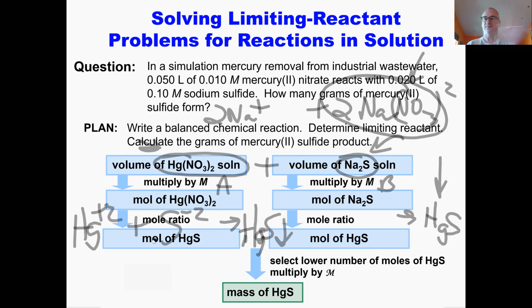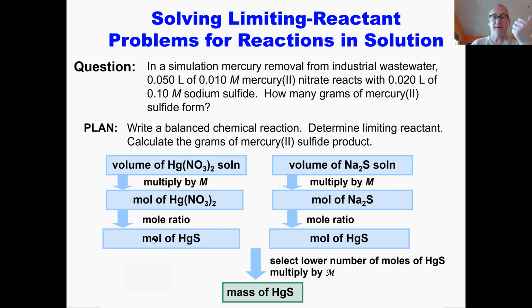HgS. That's it. So basically all you would have to do in this situation is figure out how many moles of mercury do I have here? In other words, how many moles of mercury nitrate do I have? Figure that out. That will tell you the number of moles of product, because it's a 1-to-1. Same thing here. Figure out how many moles of sulfide ion you have based on your concentration. That will give you the number of moles of mercury sulfide. Whichever one is smaller, that's how much product you're going to get, okay?